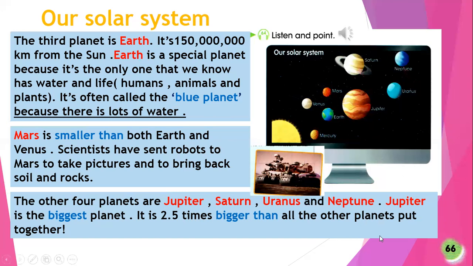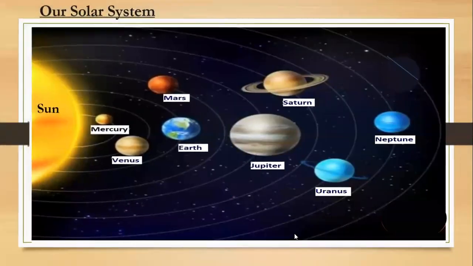Now, we will complete our lesson. Here we have this picture illustrating all the planets that move around the sun. Here we have 8 planets. عندي في هذه الصورة توضح لي الكواكب الثمانية التي تدور حول الشمس. This is our solar system. هذا هو نظامنا الشمسي. Our solar system.